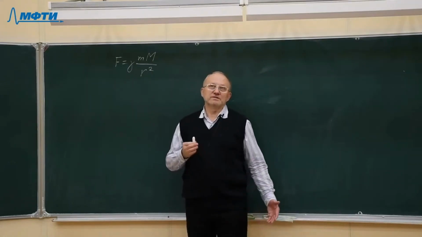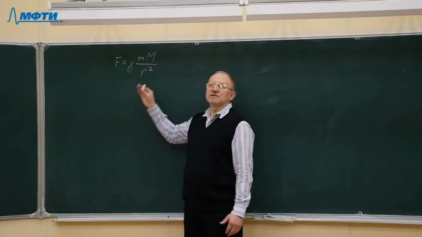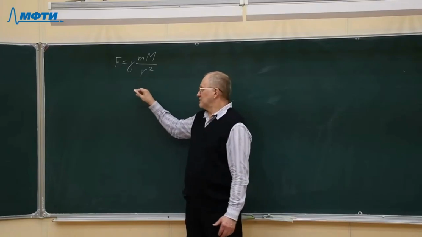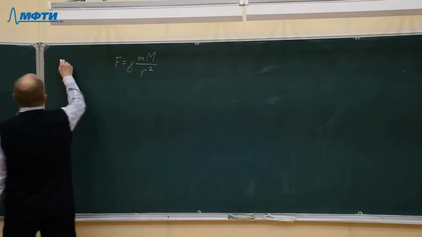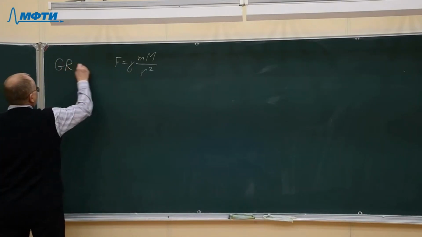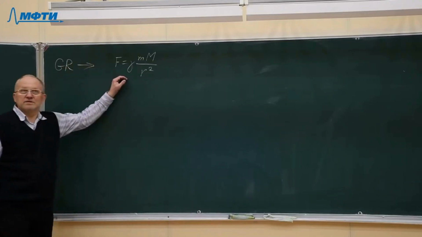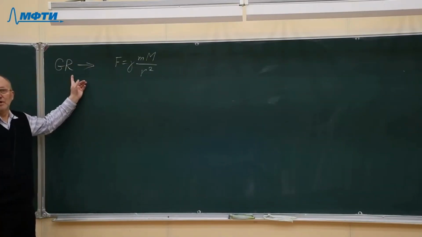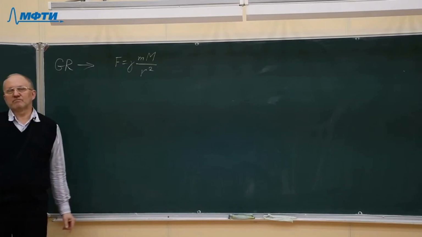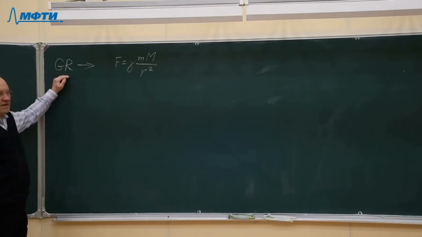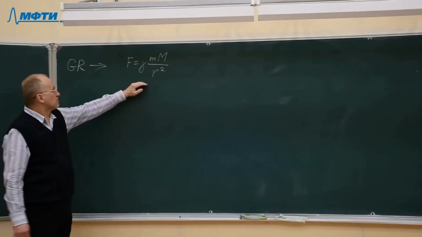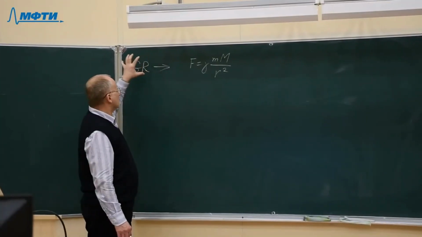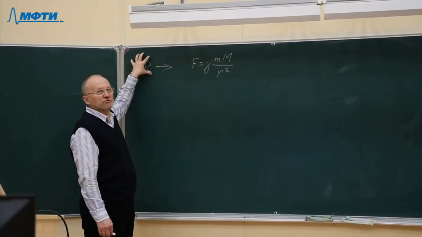The answer is yes. This law can be derived, and it was derived from within Einstein's theory of general relativity. The general relativity can produce this law. The general relativity is the theory about gravitational interaction, which takes into account relativistic effects. And Newton's law of universal gravitation can be obtained within the frames of a more general theory, general relativity.